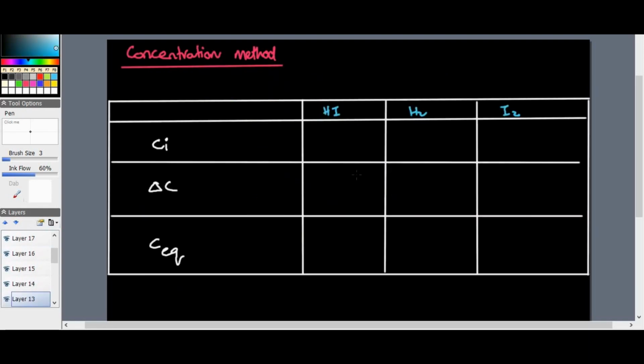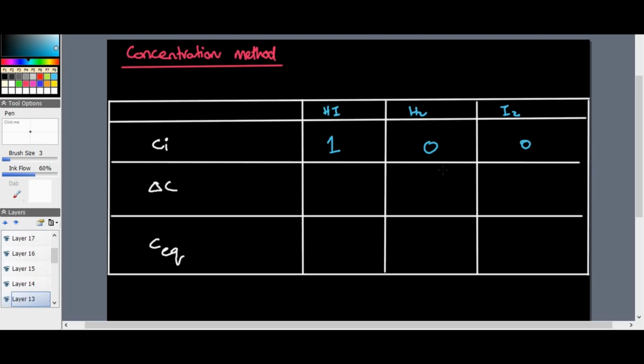This is the concentration method. So initially we had 1 mole, because remember in the question we had 1 mole per decimeter cube of HI, and of course we had no product. The concentration was all 0 in the graph, it started from 0.